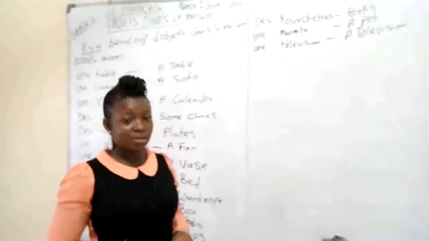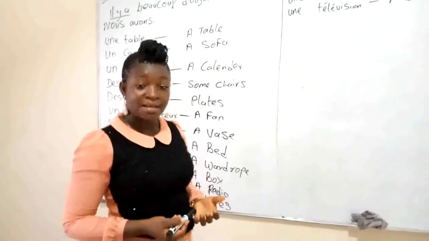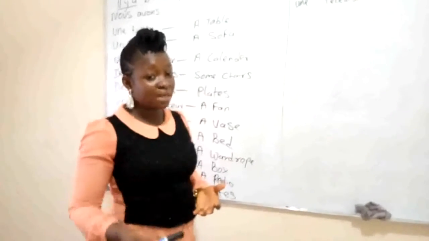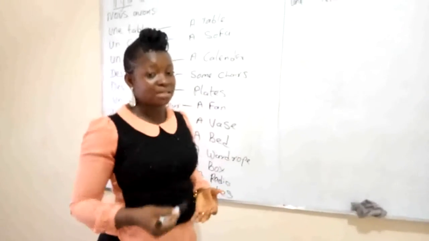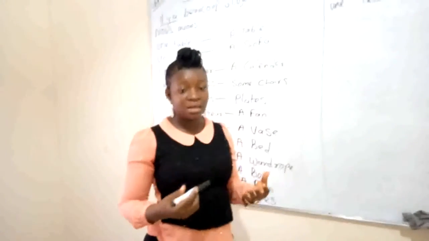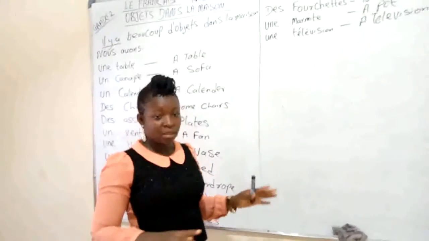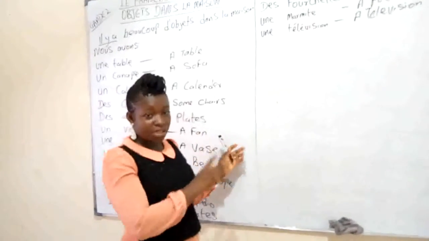Now you know that this une is when the object is feminine, and un when it is masculine. Une is for feminine objects, un is for masculine objects. So des is for plural, when there are more than one. Is it clear? Alright, so we are going to look at the pictures of these objects one after the other.